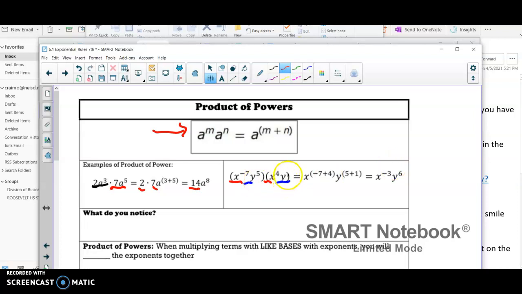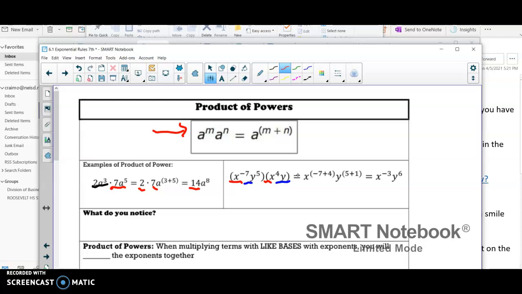Now the second Y doesn't have a number, so we have to put the 1 in there. If there is nothing there, that means the exponent is 1. So I'll do 5 plus 1, and that'll give me my 6.